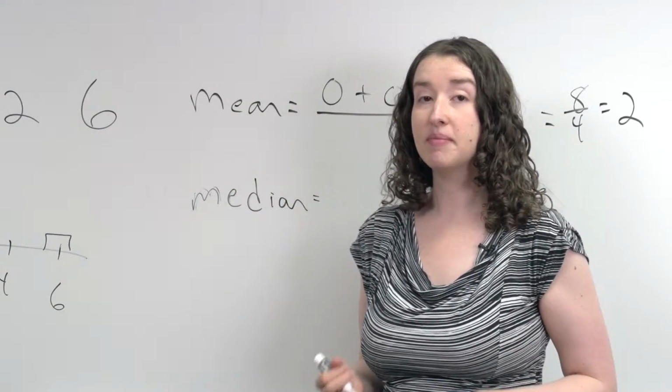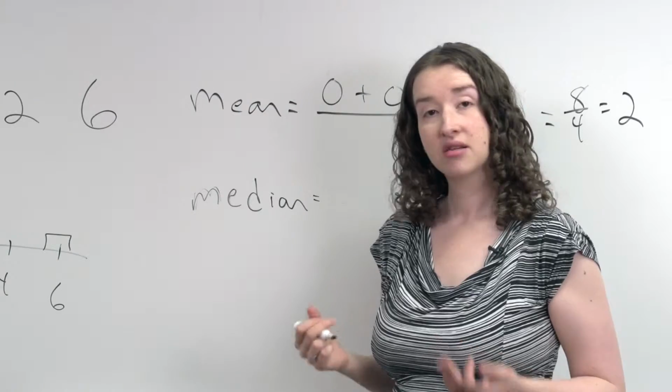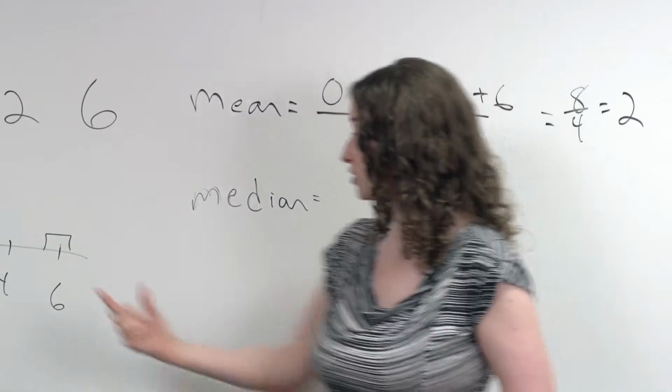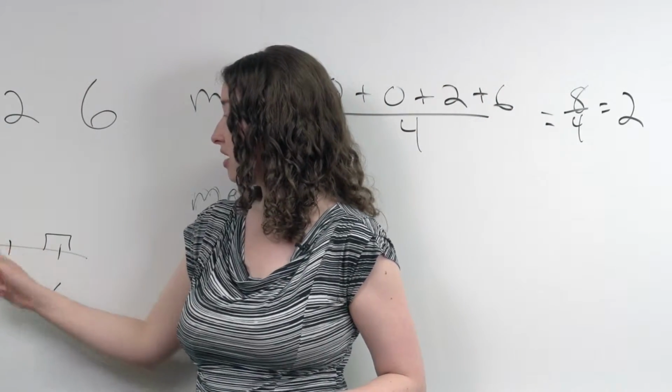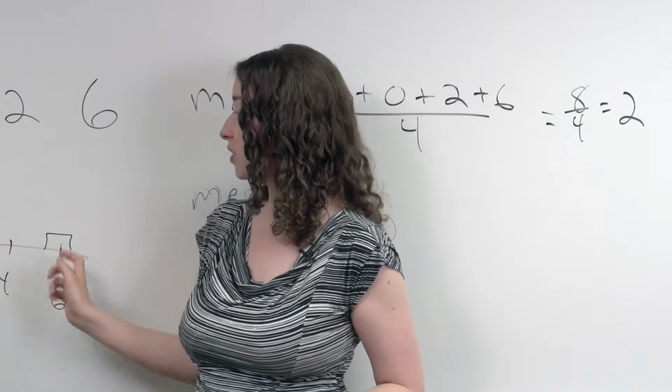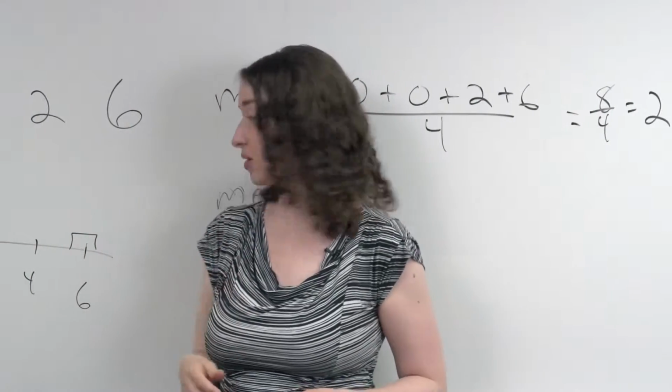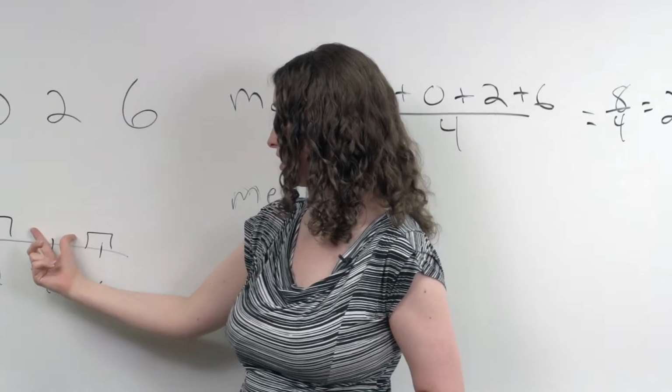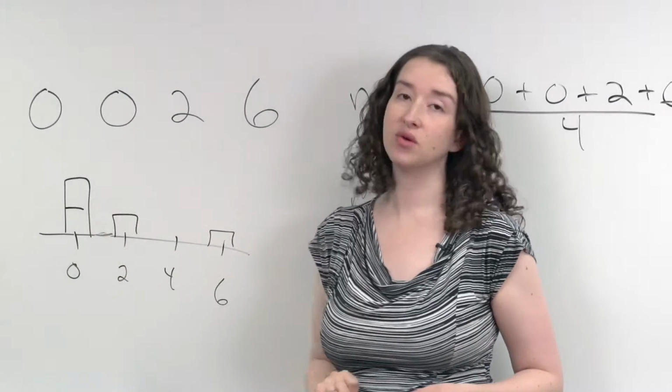The median is the middle number. If you have an odd number of data points, so suppose there was another person here who had a 4, then if I had 5 total data points, the middle one, the third one, would be the median. So if I had a 4 here, I would count in 1, 2, 3, and 2 would be the median.